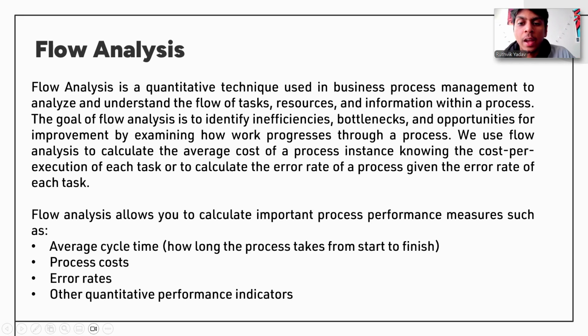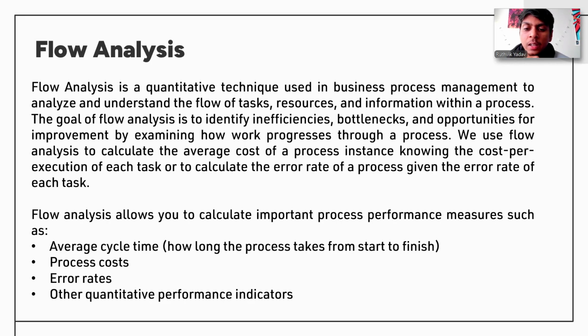We use flow analysis to calculate the average cost of a process instance, knowing the cost per execution of each task, or calculate the error rate of a process given the error rate of each task. So we use flow analysis to understand how much it would cost to go ahead with a process and all the resources that get compiled in the process. Is it actually worth it to go ahead with the process, and do we actually get our bang for our buck, which is basically if by executing this process we would actually be getting back some profit. And we also get to know the error rate as well as the amount of error that could take place in case the process goes ahead.